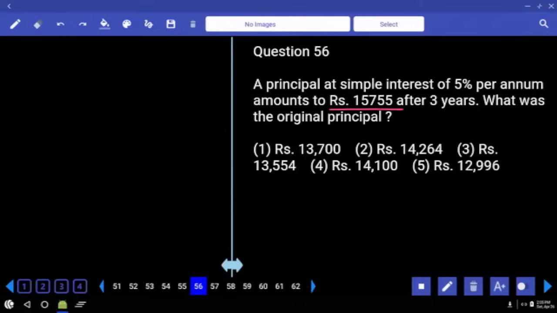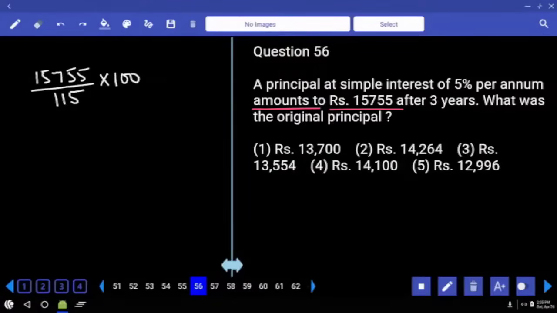But what is this 15,755? Amount, right? Per year 5%, 3 years 15% interest, amount to be written. So 15,755 is equal to 115%, 1% value is this. And we were asked to calculate 100%, correct? Right, don't go for cancellation, wait.